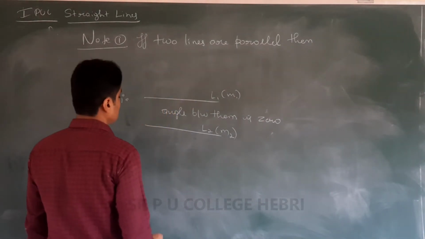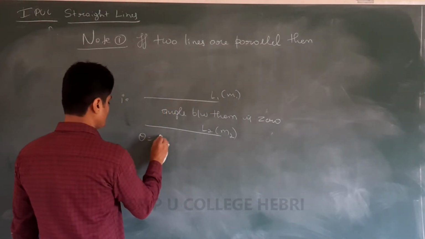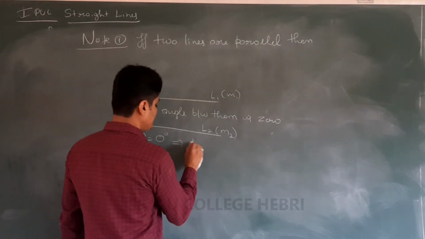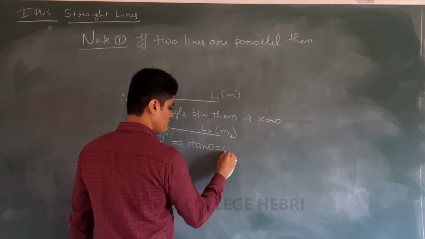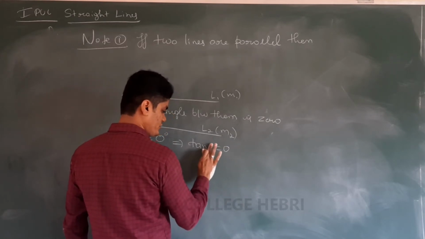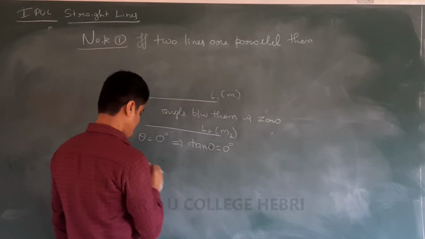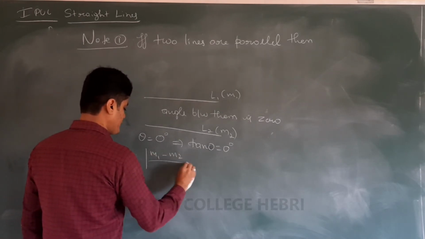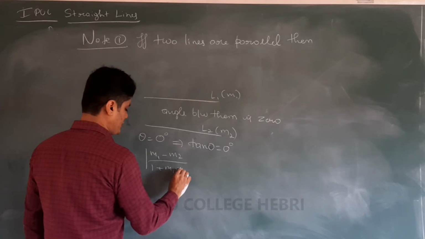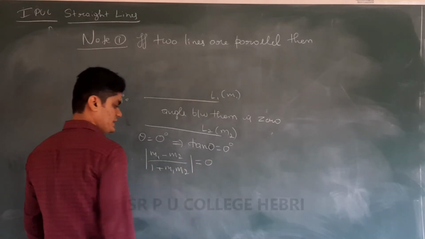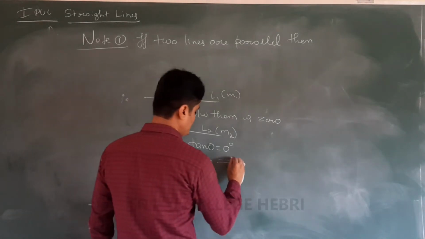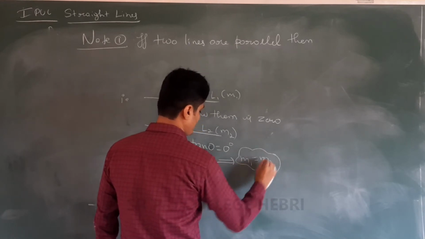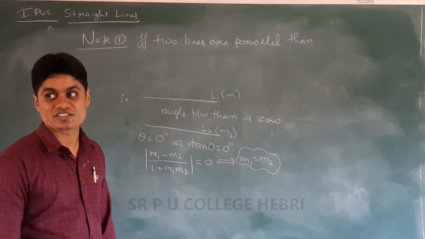Correct? So therefore theta is equal to 0 degree. So this implies tan theta, tan 0, will be 0. So therefore the modulus of m1 minus m2 divided by 1 plus m1 into m2 will be 0. When does this become 0? This implies m1 is equal to m2. Okay, so maybe you understood now what is the relation between their slopes.